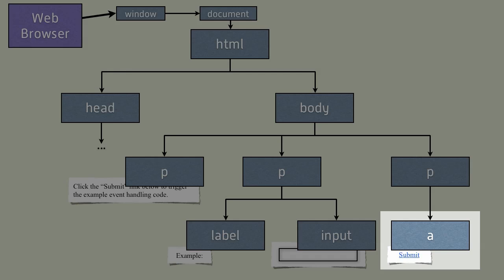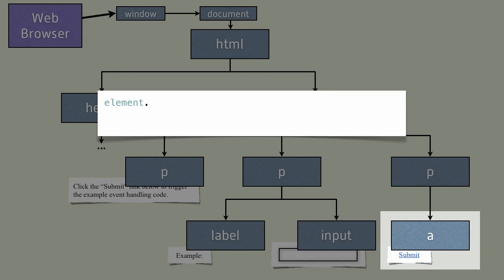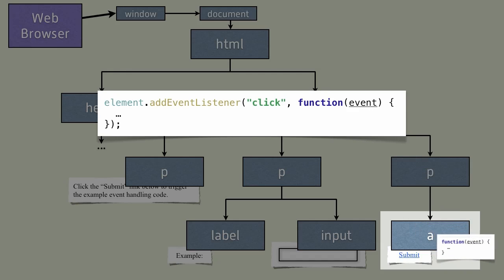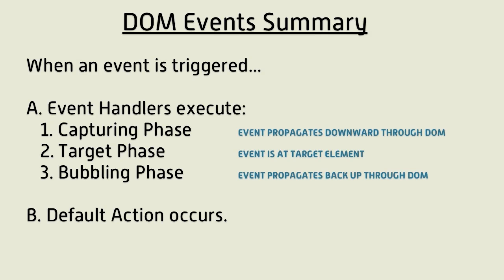The way we put an event handler on the submit link is by calling addEventListener, specifying exactly which event we want to listen for, and then providing a function to run when that event occurs. So you call addEventListener, and that will attach the event handler to that element. Now that it's attached, how does it actually work? Well, let's look at that.